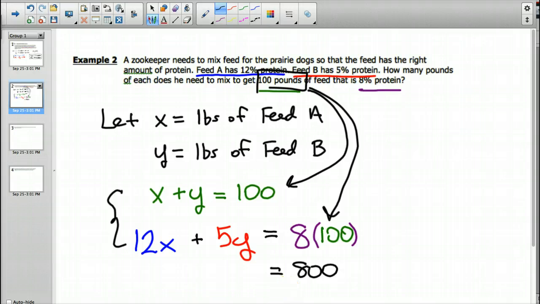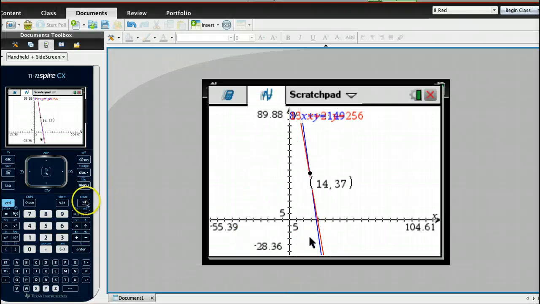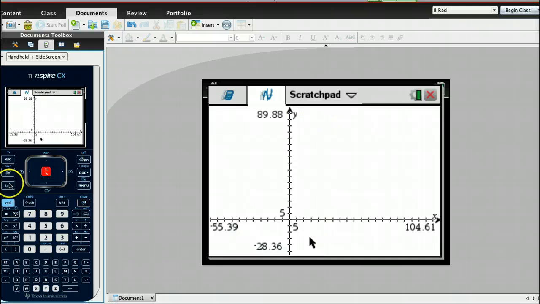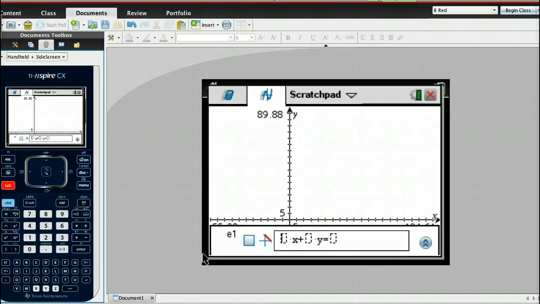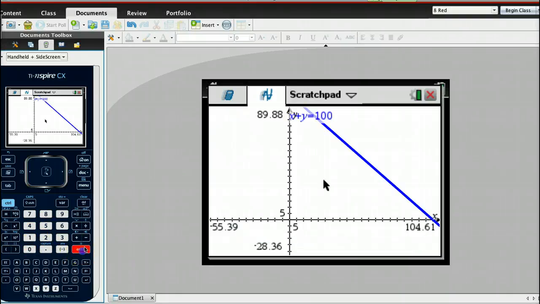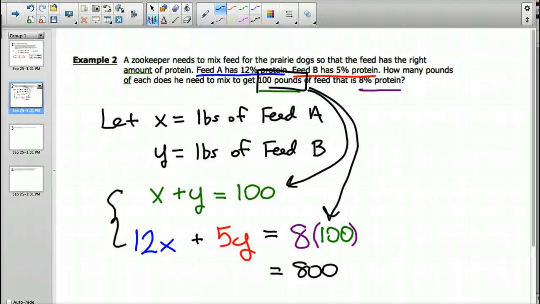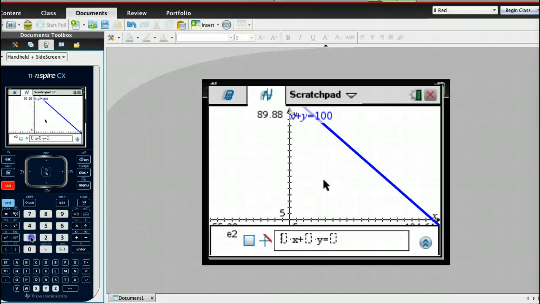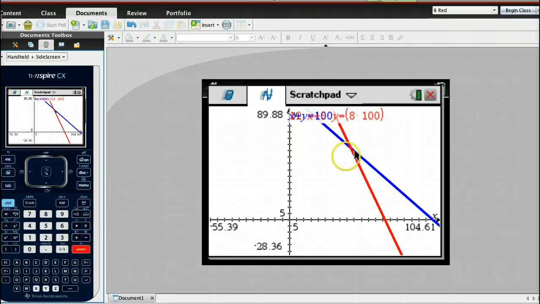So now I can go to my calculator and type both of those equations in, delete my old graphs. My first equation is just X plus Y equals 100. So 1X, 1Y, and 100. My second equation is 12X plus 5Y equals 800. You could also just type in 8 times 100 here, and that would calculate it for you. If you stay with your original zoomed out window, then you won't have to do anything to this graph, because now I can see the intersection point.